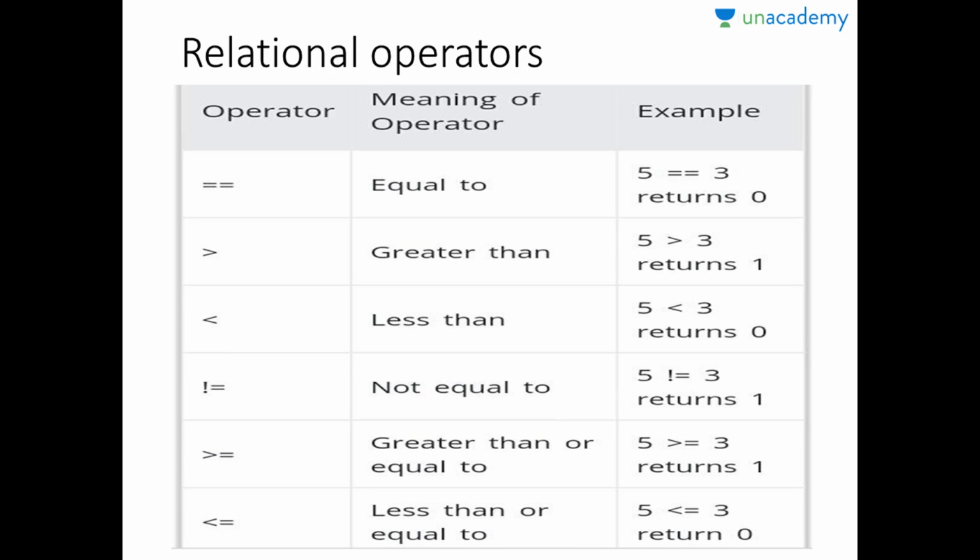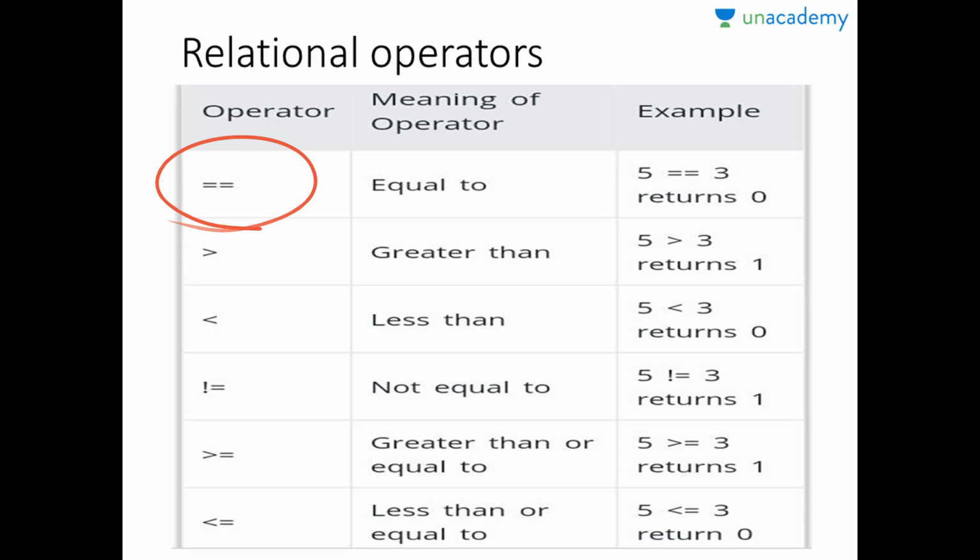Now relational operators, as the name suggests, are about relation. These operators are used to check what the relation is between operand 1 and operand 2. Here is the equal sign. The equal sign is used to check for the equality of two operands.